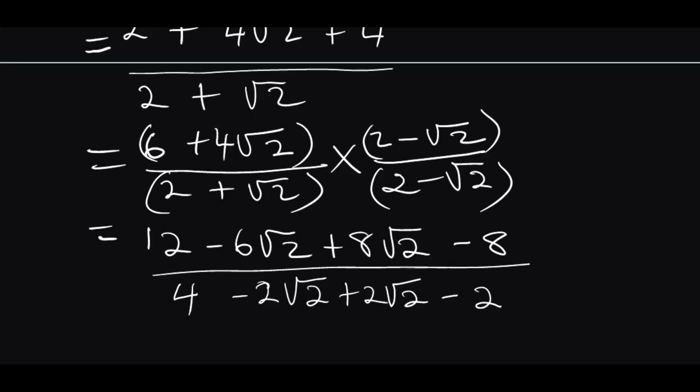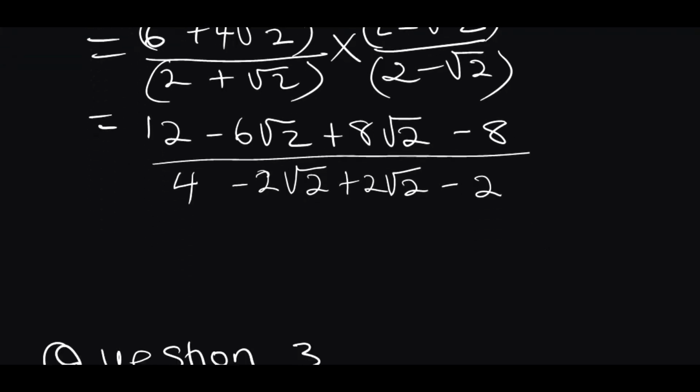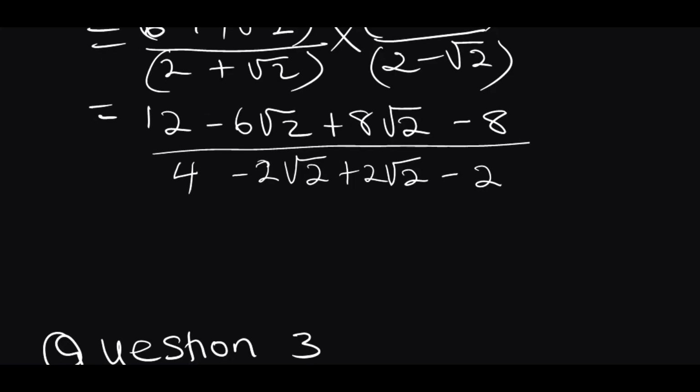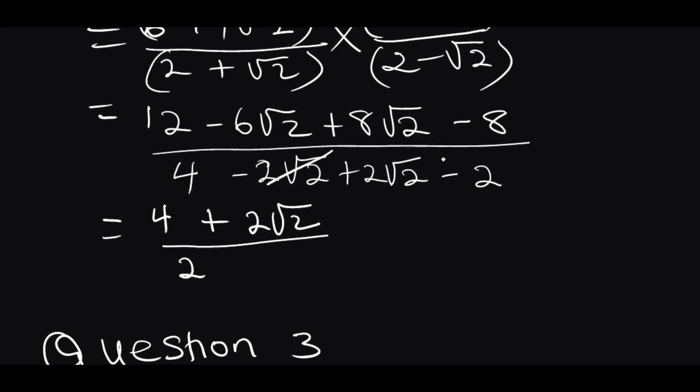Now let's work this out. Okay, 12 minus 8, there is 4. Right. Negative 6 square root 2 plus 8 square root 2, that is positive 2 square root 2 all over 4 minus 2, that is 2. This cancel each other and 0.